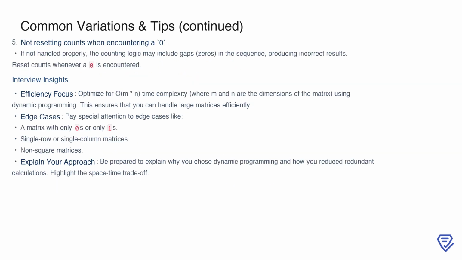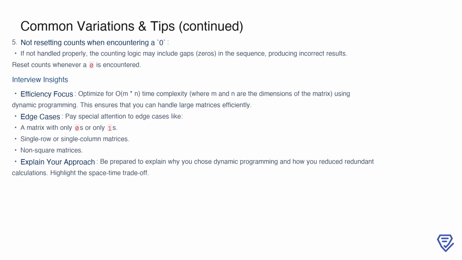One important mistake to avoid is failing to reset counts when encountering a zero. If your implementation doesn't properly handle zeros, the counting logic might incorrectly include gaps in the sequence, which will produce invalid results. Always reset your counts whenever a zero is encountered. Now, for interview scenarios, efficiency should always be a top priority. Dynamic programming allows you to optimize your solution to O(m*n), where m and n are the dimensions of the matrix, making it scalable for large inputs.